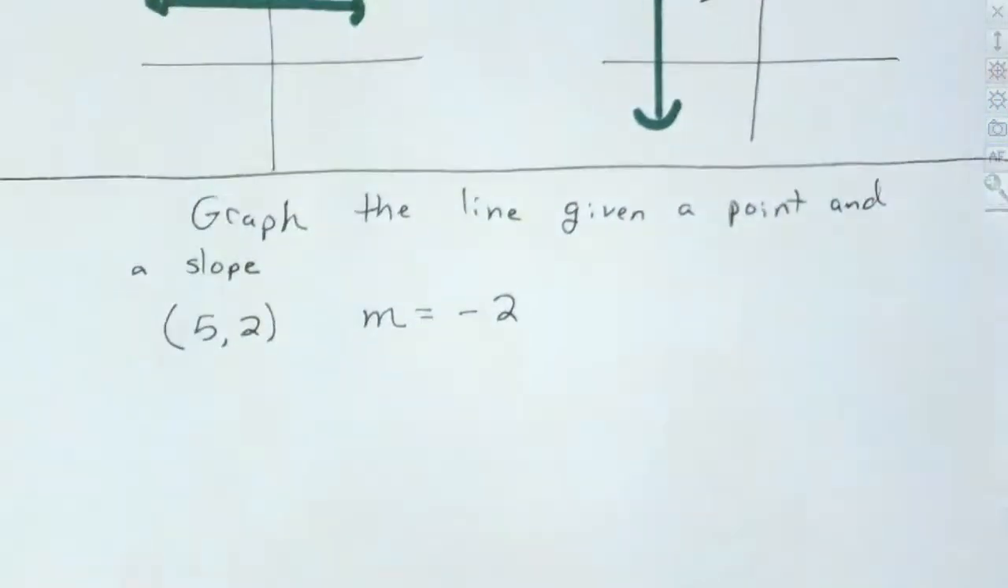So there are 3 ways to graph a line. We can graph a line with 2 points. That's what we did in 3-1 and 3-2. We just plotted 2 points and we connected them together. You can graph a line from just an equation, or you can graph a line when you have a point and a slope. Now, what we do is we need to basically make 2 points.